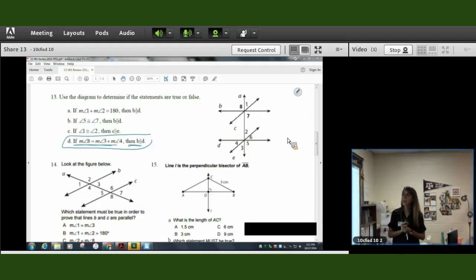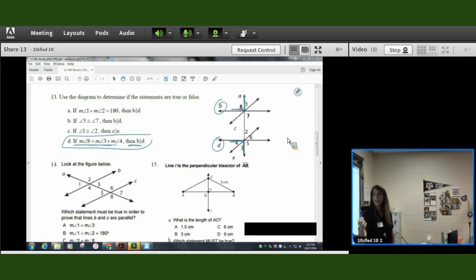If angle 8 equals 3 plus 4, then B is parallel to D. What's the vocab word for angle 8 and then 3 and 4 together? Same side exterior. Those are same side exterior angles.